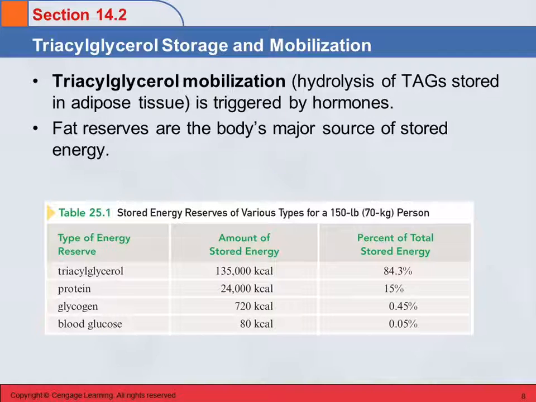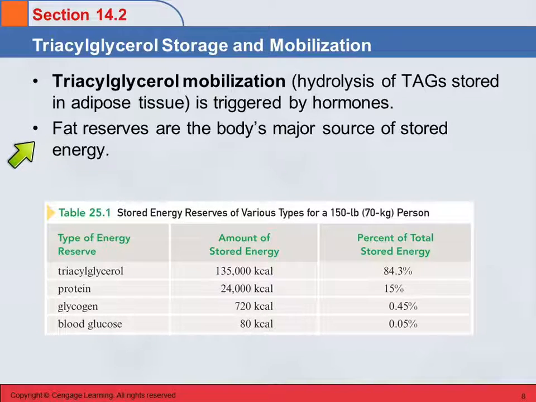The term triacylglycerol mobilization reminds me of mobilizing the troops. That means the hydrolysis of those triacylglycerols that are stored in the adipose tissue. So you've got all these stored TAGs. The mobilization gets triggered by hormones saying, hey, we need energy. And so those TAGs are hydrolyzed and mobilized. Your fat reserves are your body's major source of stored energy. Remember, the glycogen gets used up pretty quickly.